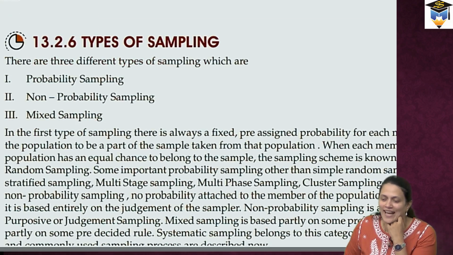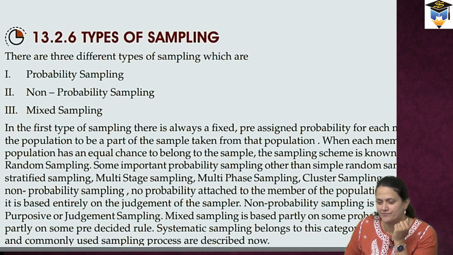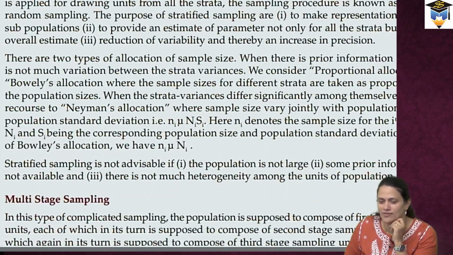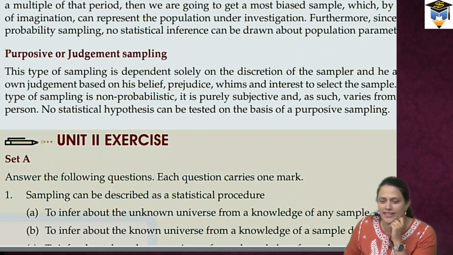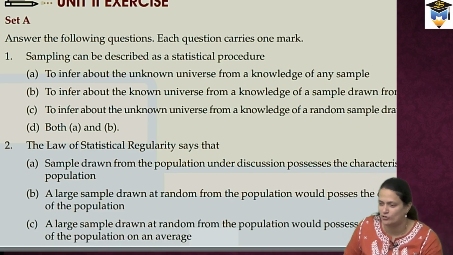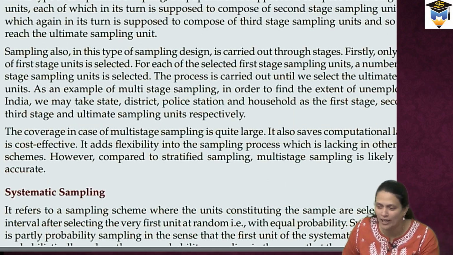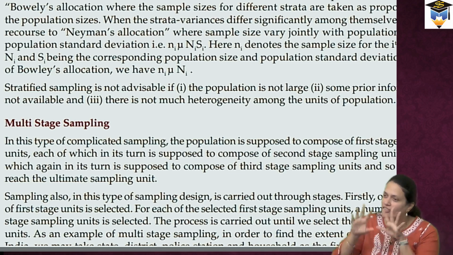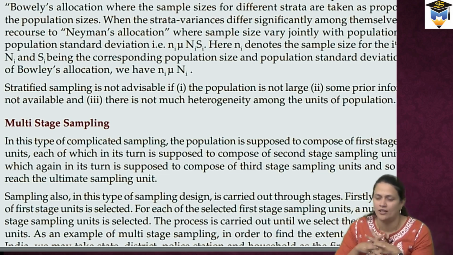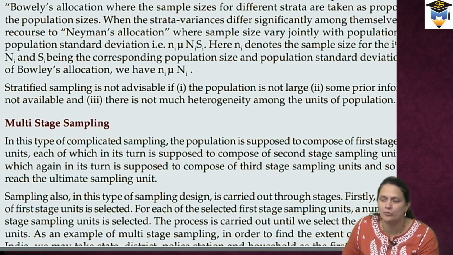Now give the heading as types of sampling. Multi-stage, systematic. So tomorrow we'll start with the exercise. So today after going home, you have to just revise whatever we have done today. That is important. Then only you will be able to answer me tomorrow.